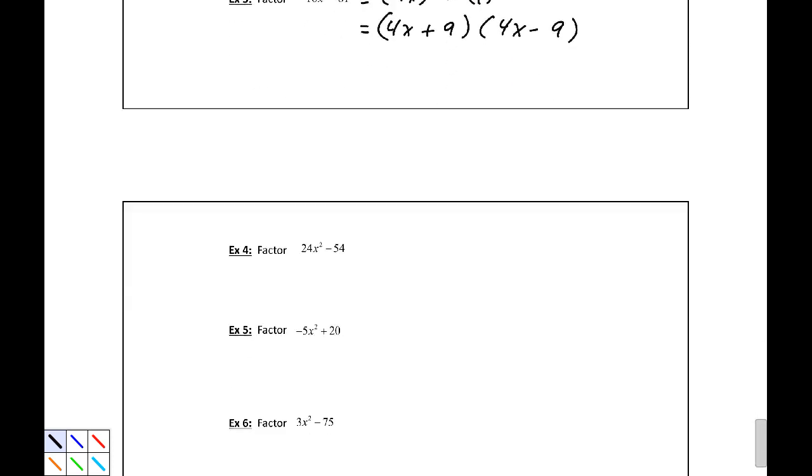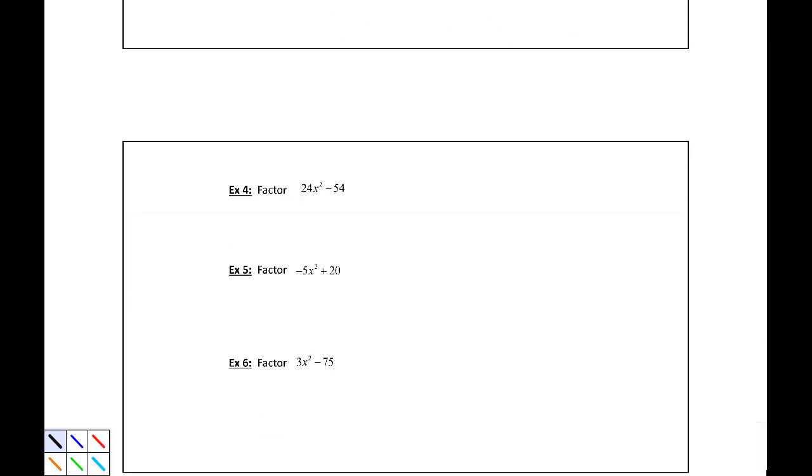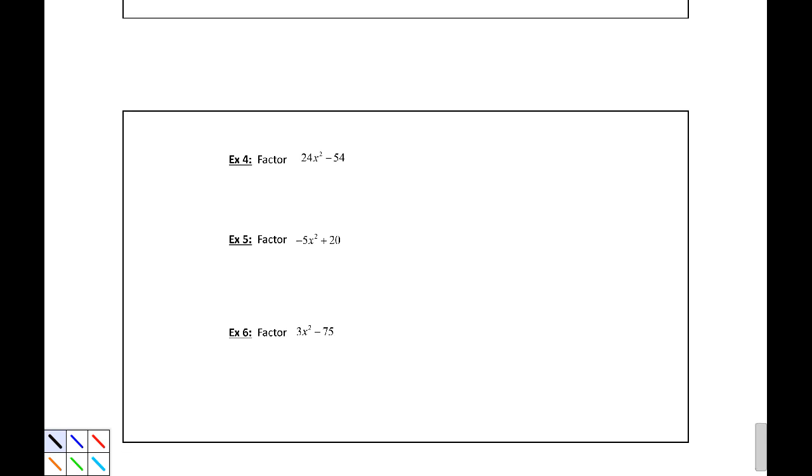Theoretically, you could actually factor a difference of squares more than once. I don't think we have any examples like that, but be on the lookout that once you factor something, check to see whether it can be factored more or not. Same thing we do with greatest common factors.